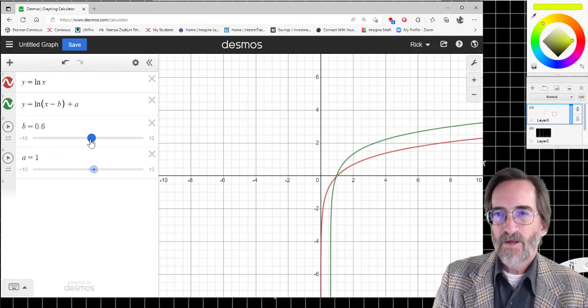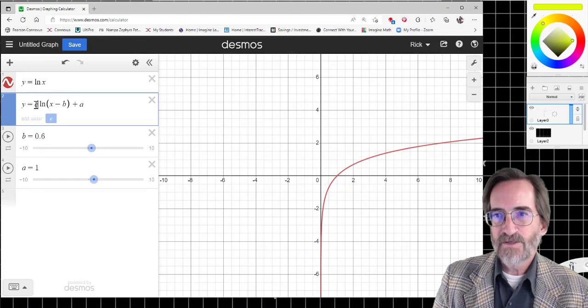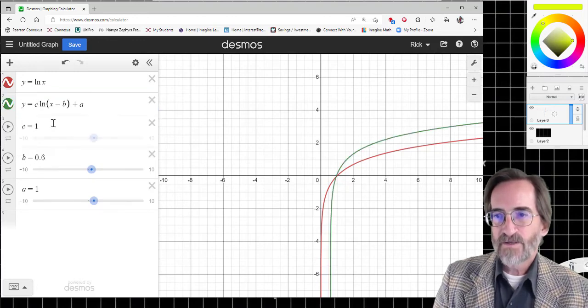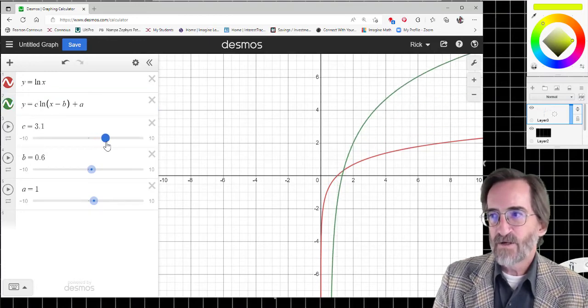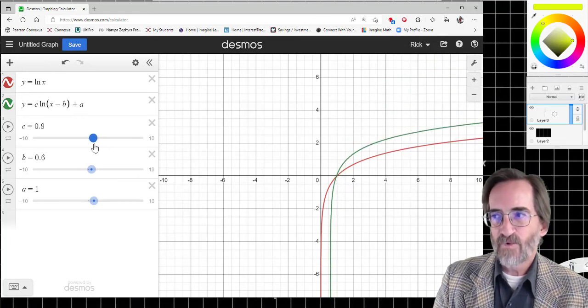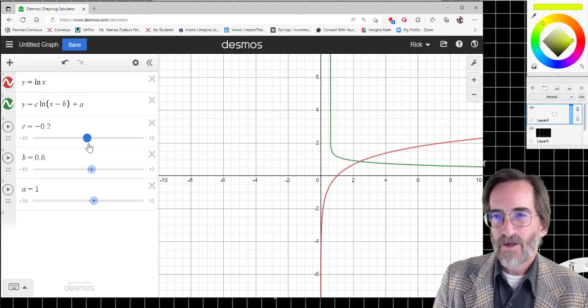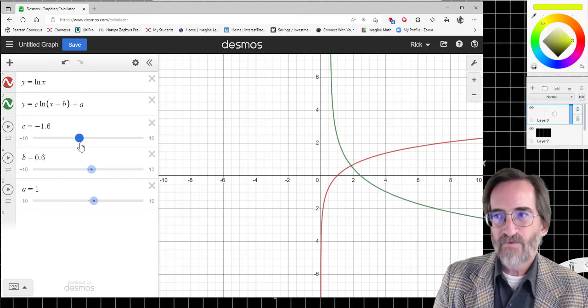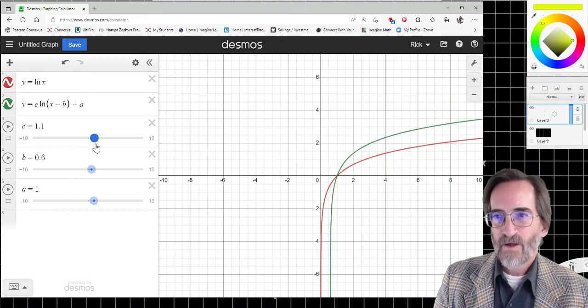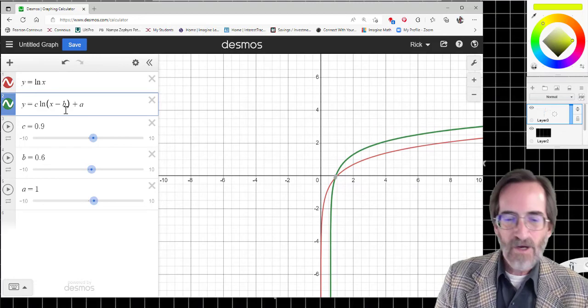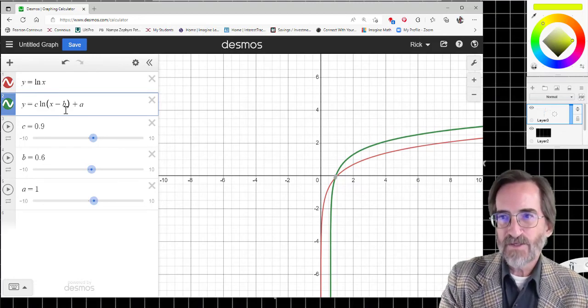And I can scale it. I can stretch it vertically by putting a C here. Got a slider for C. When C gets bigger, it stretches it vertically. When C gets smaller, it compresses it vertically. When C goes to 0, we have a little bit of an interesting occurrence here. And when it goes negative, it flips upside down. And when I put a multiplier in front of the x, it flips it horizontally.